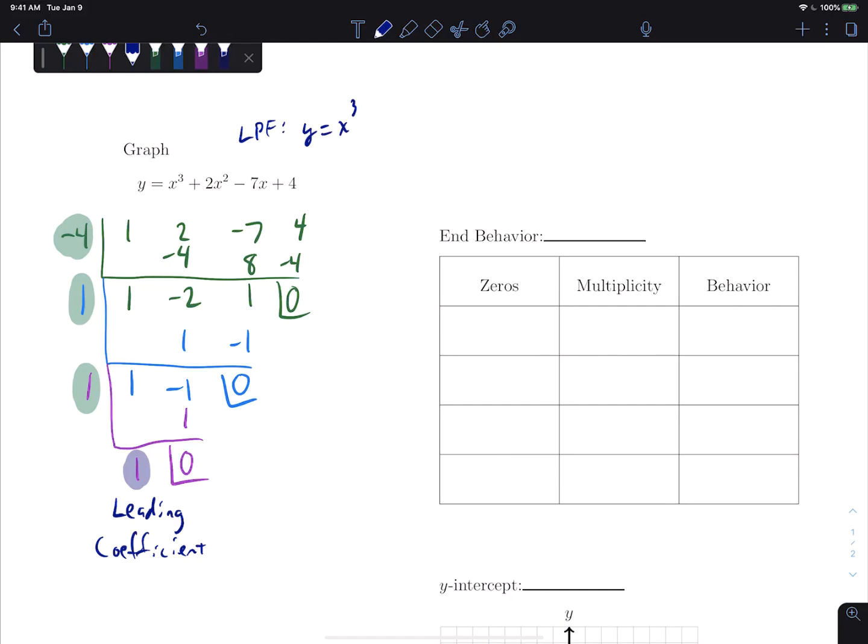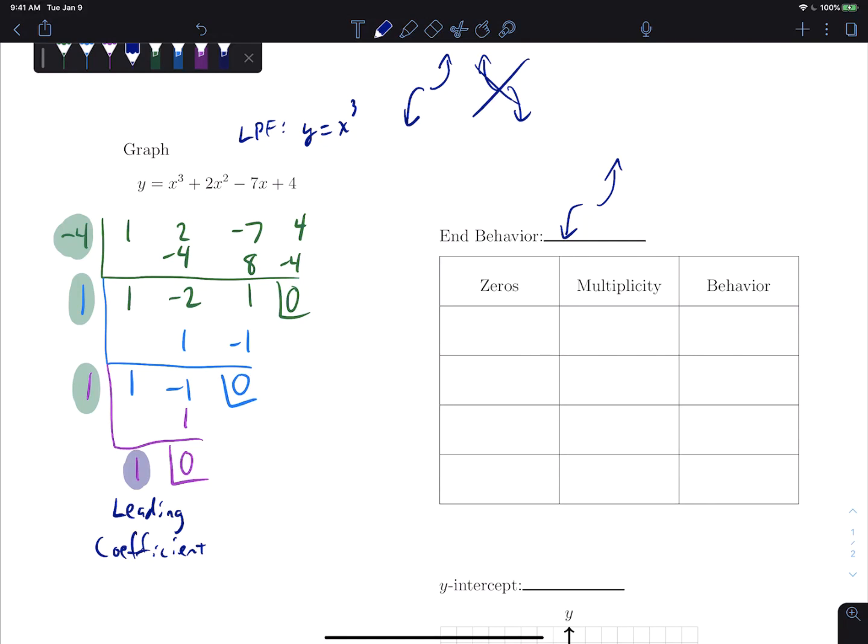and the leading power function here is y equals x cubed. Because it's cubic, it's either down to the left and up to the right, or up to the left and down to the right. This happens if the leading coefficient is positive. This happens if the leading coefficient is negative. The leading coefficient is a positive one, therefore the end behavior is down to the left and up to the right.